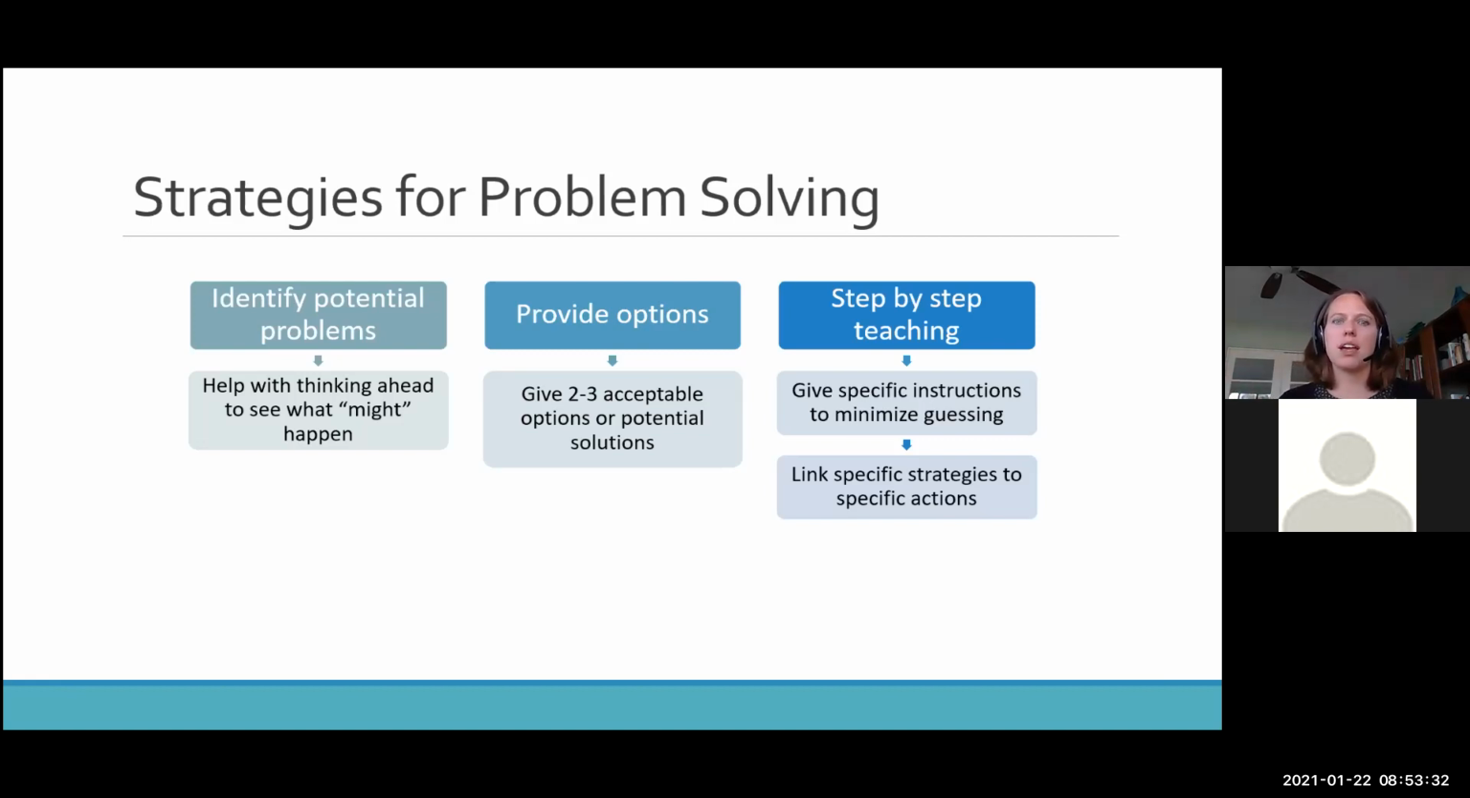Really, what you want to say is, do you know what to do next? And if they are not sure, say, okay, now we do this step, instead of saying, well, what do you think it could be, right? Some people aren't able to generate that. And linking specific strategies to specific actions.